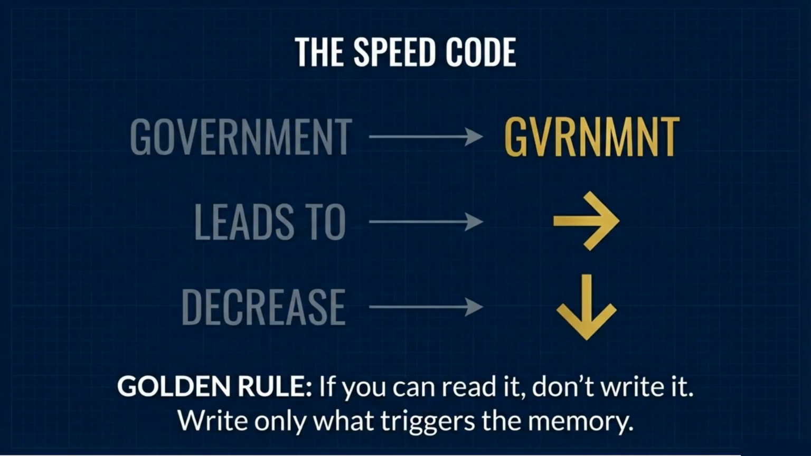Writing full words takes time, so we shorten them. For example, instead of government, just write the letters GVRNMNT. Drop the vowels. Use arrows for phrases like leads to or results in. Here's the golden rule. If you can read it, don't write it. Only write what helps you remember.